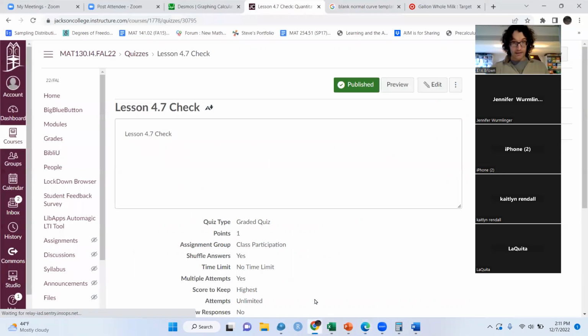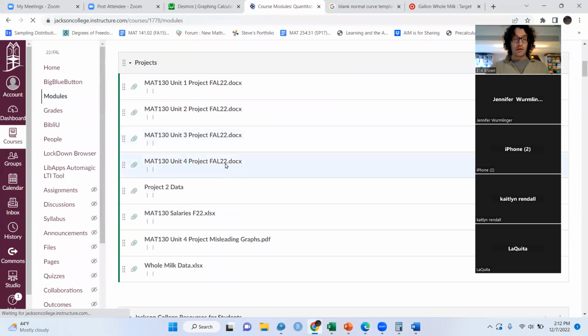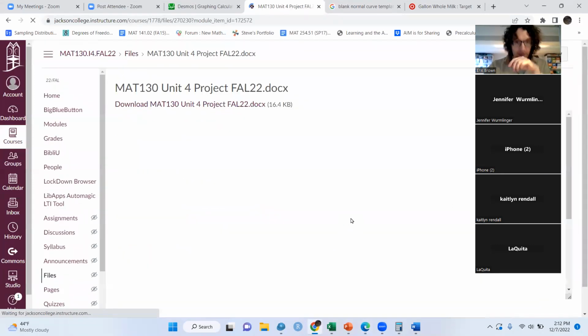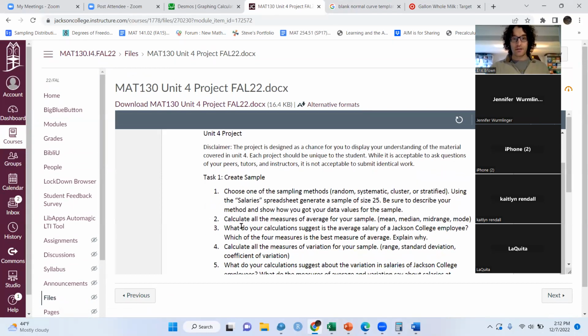Which reminds me to remind you that when you do your project, I talked about in the 4.4 video, I showed you how to use Excel to generate a random sample. I think I showed you the 2 main methods how to do this.